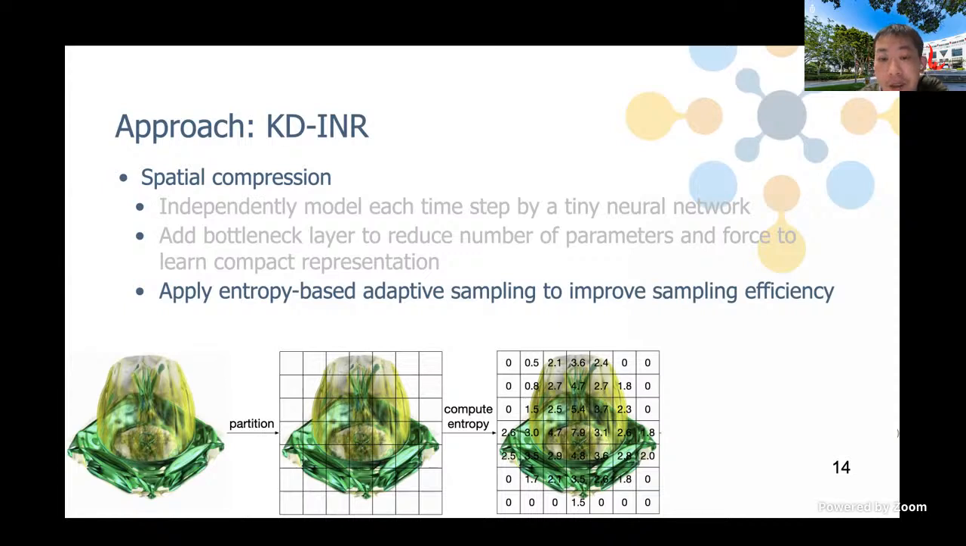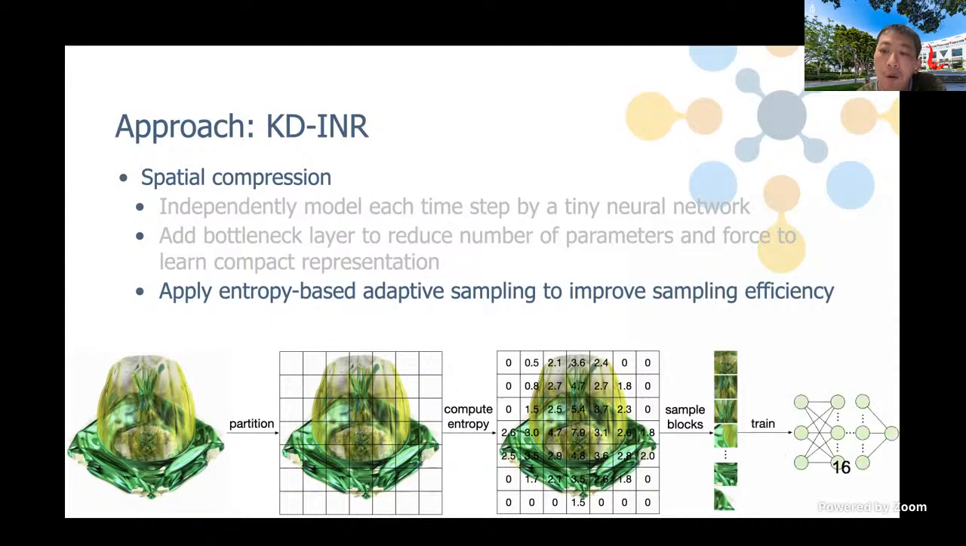After that, we use these entropies as probabilities to sample the blocks. This means that a block with high entropy will be sampled with high probability, and a block with low entropy will be sampled with low probability. After sampling, we feed these blocks to the neural network to train our model. And we iteratively go through all the blocks to make sure that the neural network covers all of them, while it has more chance to sample a block with high entropy, so that the neural network can learn more important information in these blocks.